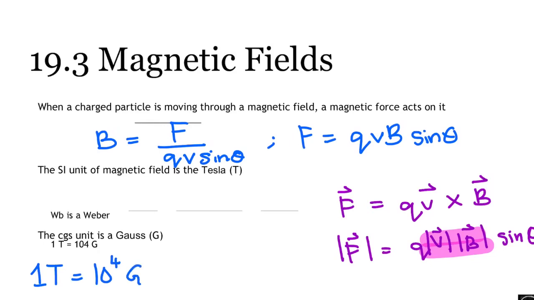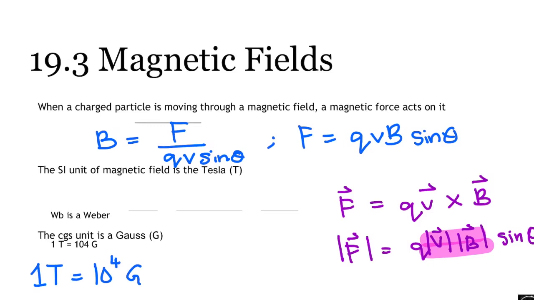And then if you recall the electric field lines, there is electric flux, right? So similar to the magnetic field, there will also be magnetic flux. The unit of magnetic flux is the Weber.